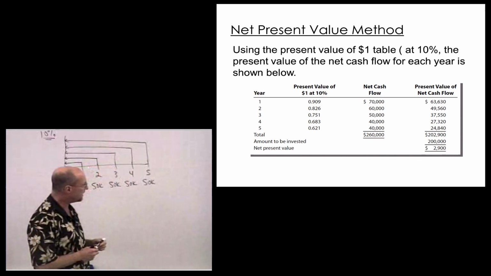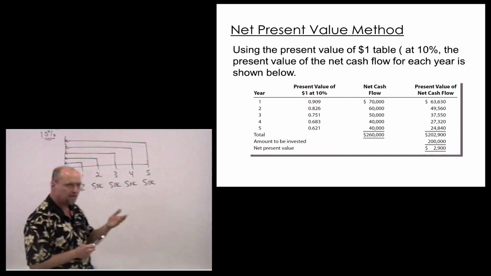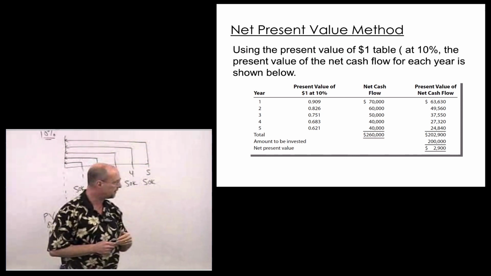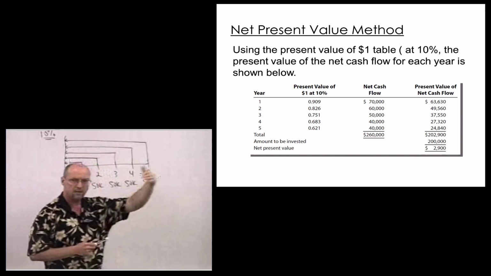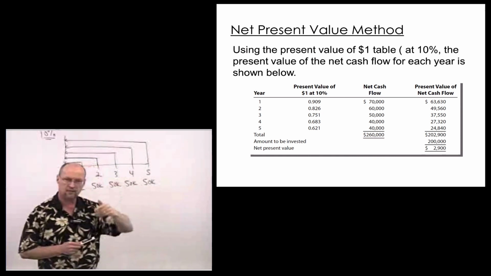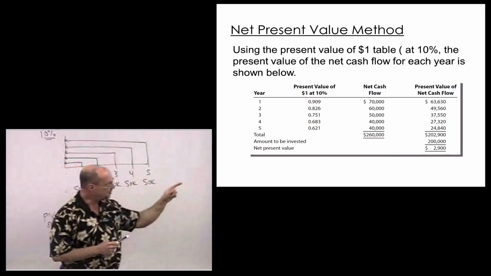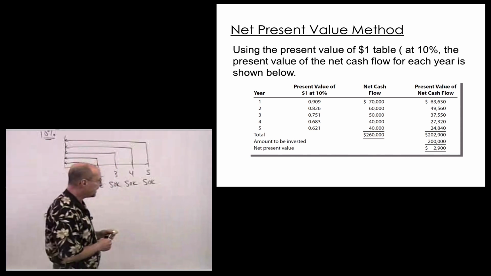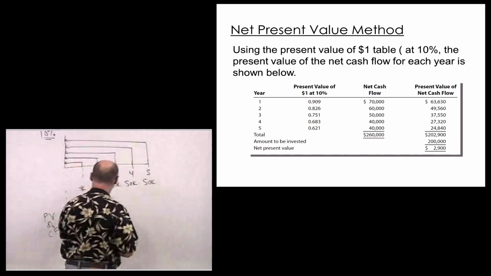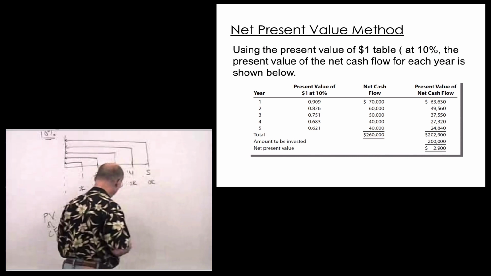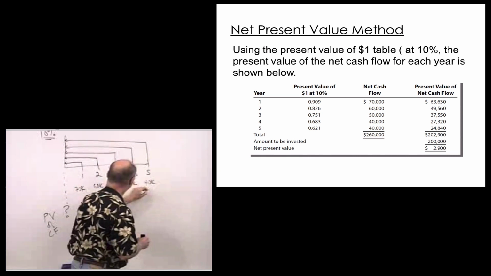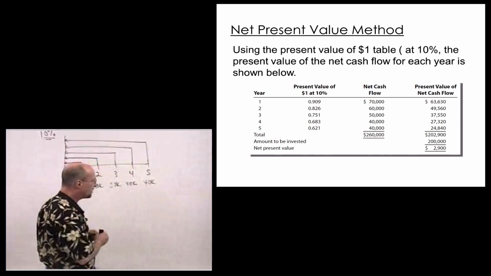And what I would do is I would find out that assuming I can earn 10%, then $1 today, or $1 1 year from now, is only worth 90.9 cents, 0.909. $1 2 years out is only worth 0.826 cents. So what I do is I take each year's annual net cash flows, and I'm going to discount it back to its present value. So I'm just going to change these numbers on the board. We'll see the final thing on a slide here. We have what? 70, 60, 50, 40, and 40.